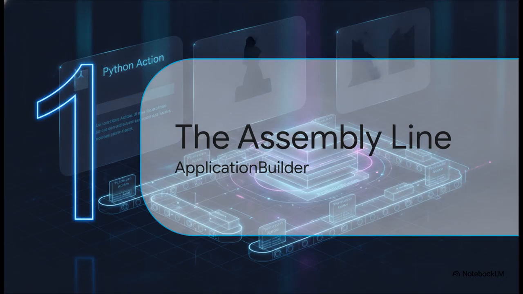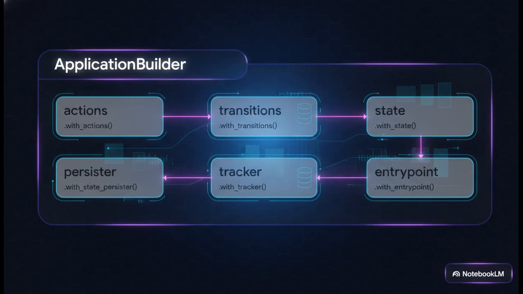Application builder. To start things off, you need a centralized factory to compile your ordinary Python actions into a runnable state machine. And that's exactly what this builder chain is. Think of it like snapping together interlocking frosted glass modules. You sequentially add your core logic with .with_actions, you define your routing rules with .with_transitions, and you initialize the starting memory with .with_state. And from there, you literally just snap on the rest.